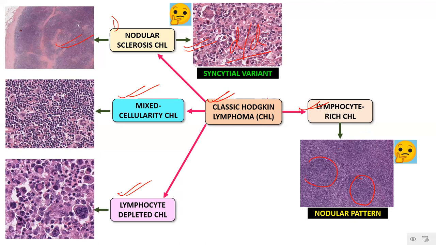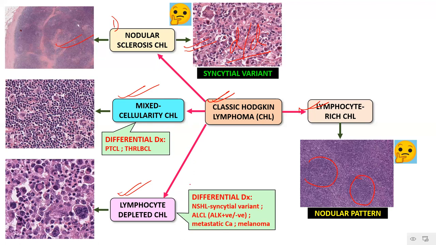So what are the important differential diagnoses that we'll be seeing through cases in this particular discussion? For mixed cellularity, we shall be seeing just one or two cases. We shall not be talking much about its differential diagnosis, because as we discuss the case, you'll see that it is a relatively easy diagnosis to make among the Hodgkin lymphoma spectrum.